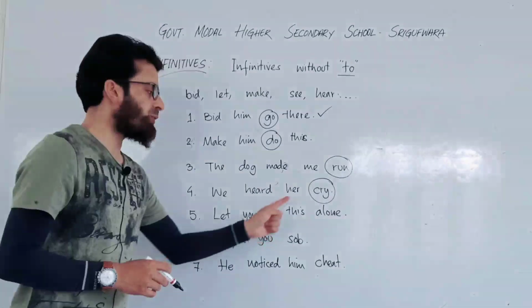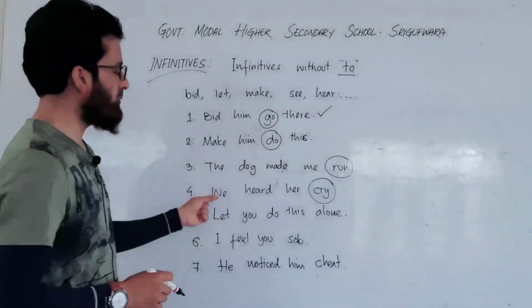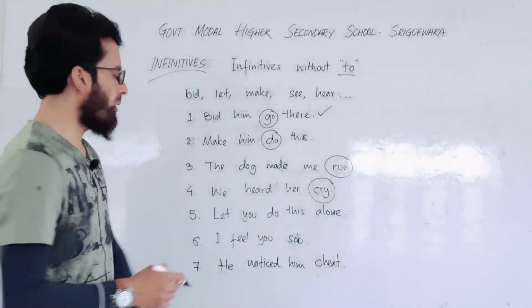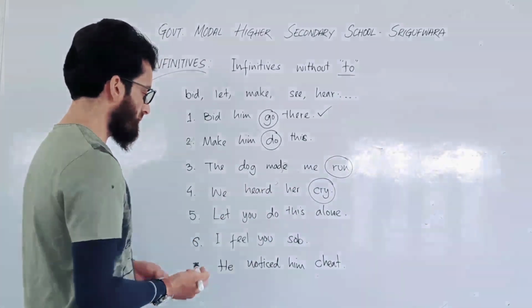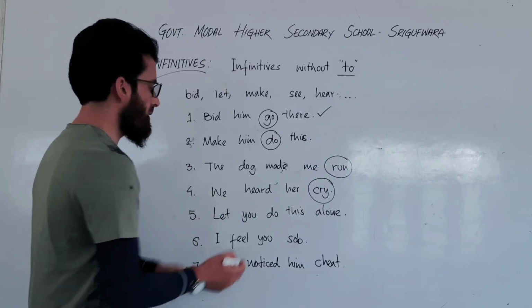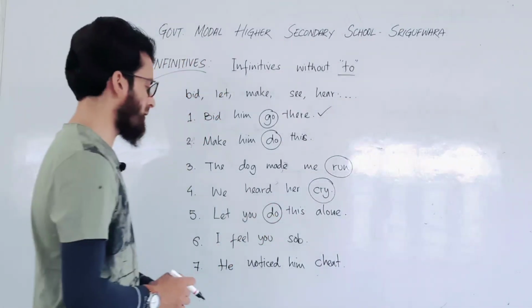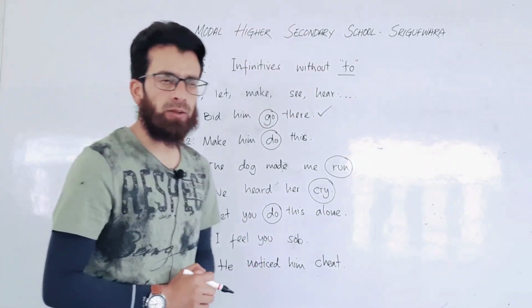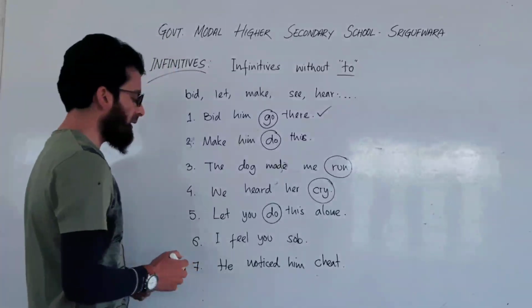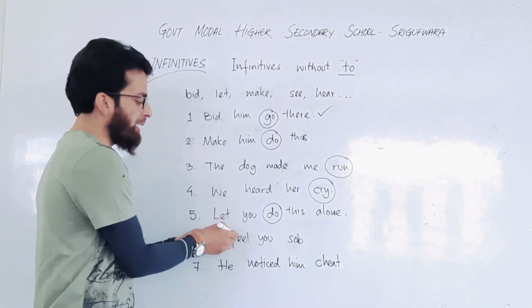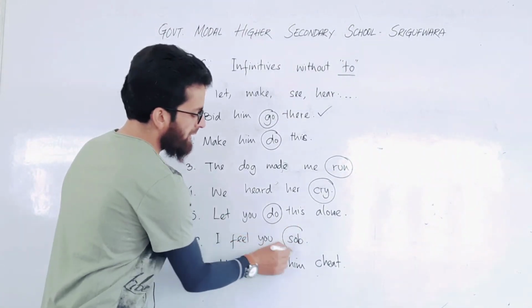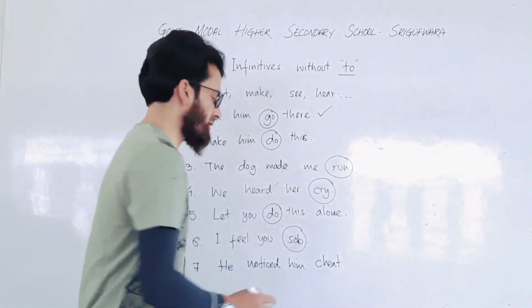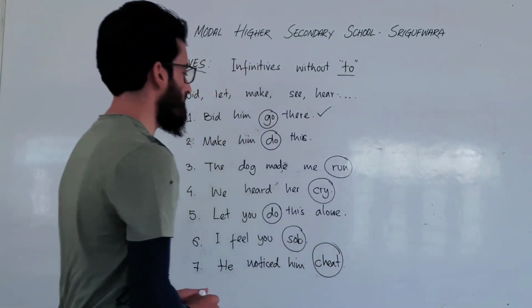Let you do this alone, not let you to do this alone. Do is an infinitive. Again we have I feel you sob. Here we have the word feel, the main verb, and you is the object. Sob is an infinitive. He noticed him cheat. Here cheat is an infinitive.